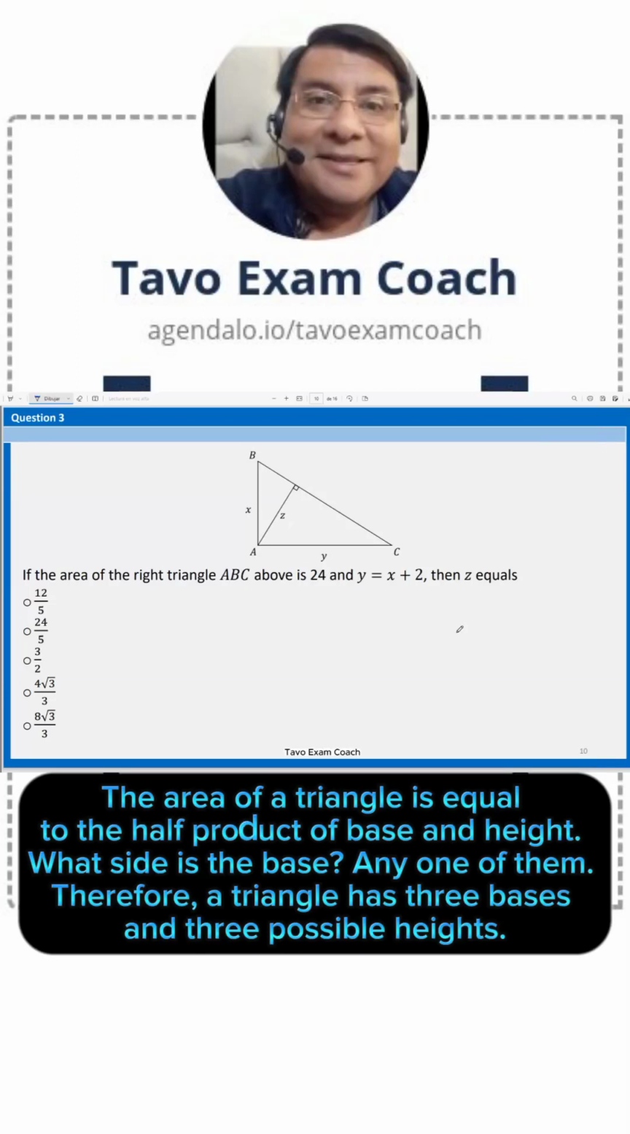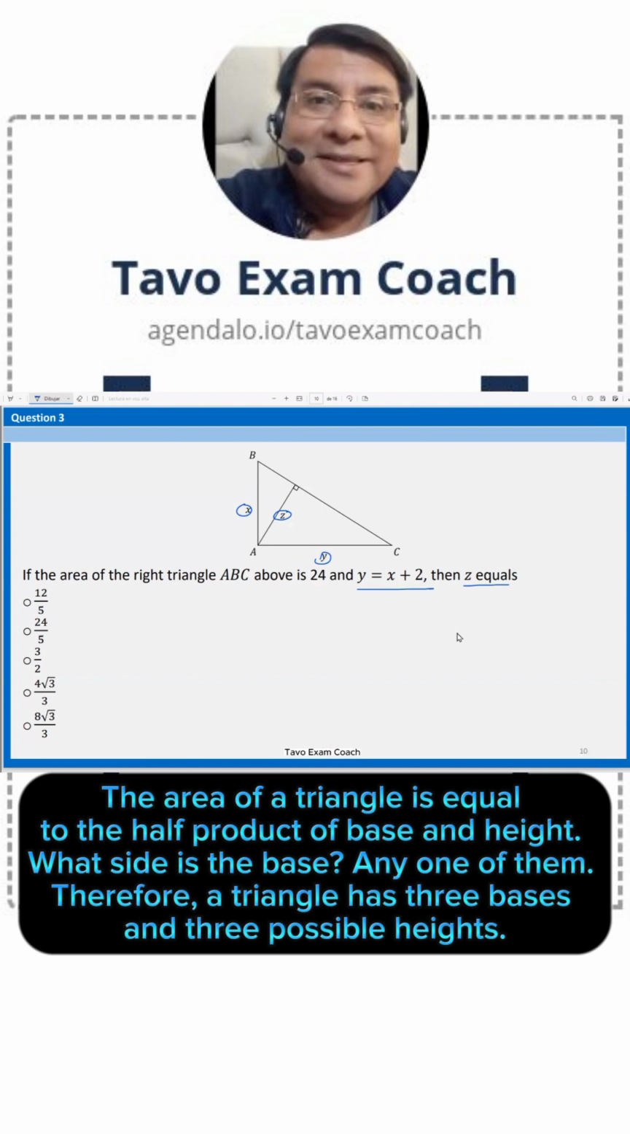If the area of the right triangle ABC above is 24, and there is this relationship between lengths y and x, then what is the value of z? This segment here. A right triangle is a triangle with a right angle.